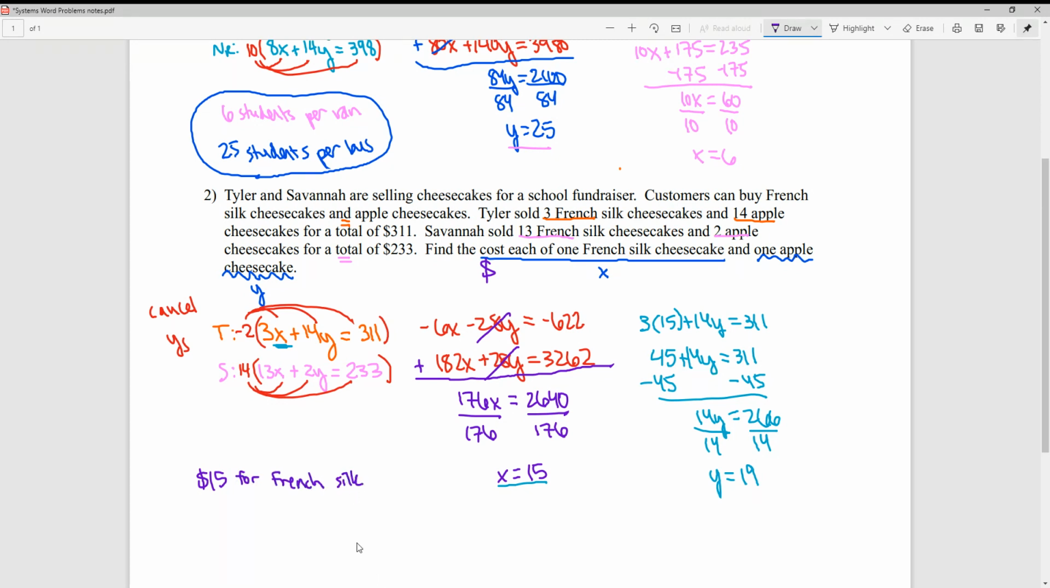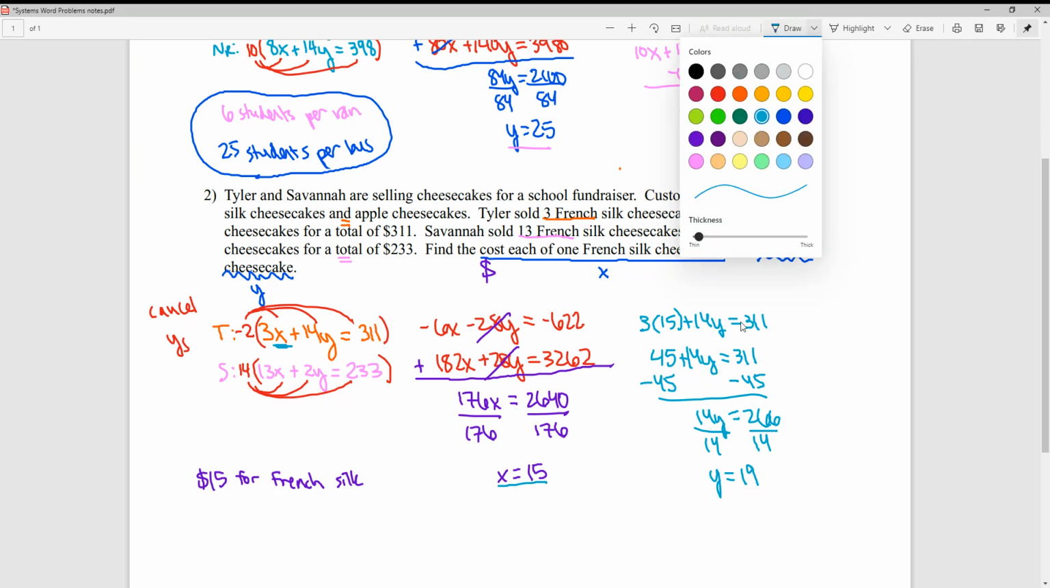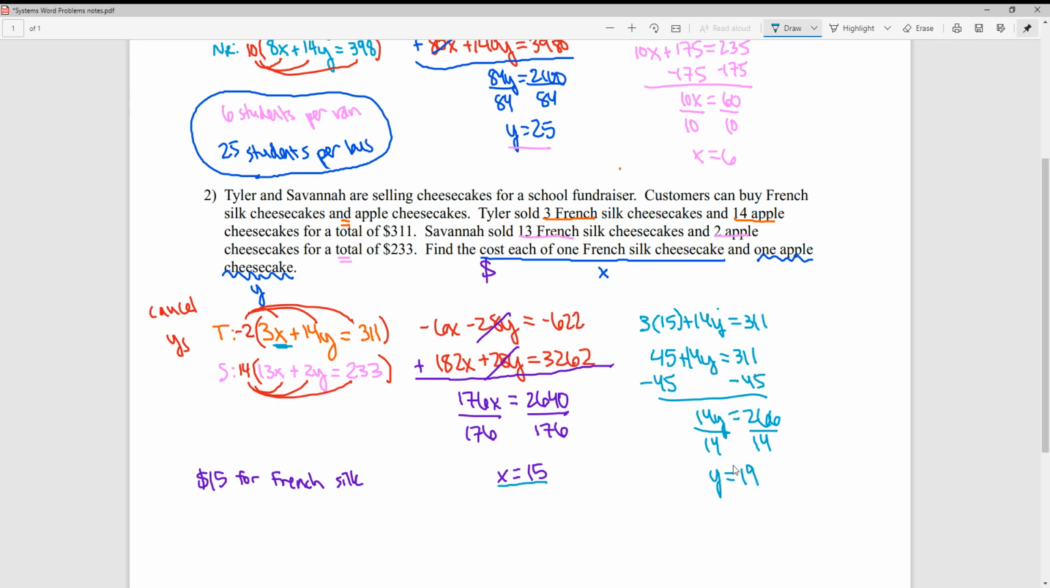If you want to skip writing the word cheesecake, that's totally fine. And then y is the cost of an apple cheesecake. Again, cost is measured in dollars. So $19 for the apple cheesecake. And that does not look like what I want it to. So let me make that prettier. There we go.